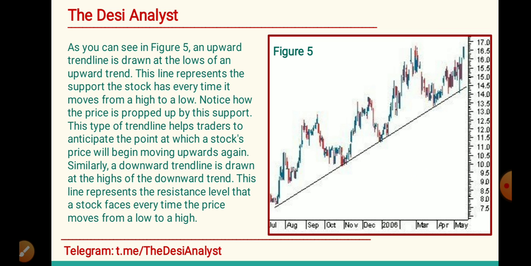As you can see in figure 5, an upward trend line is drawn at the lows of an upward trend. This line represents the support the stock has every time it moves from a high to a low. Notice how the price is propped up by this support. This type of trend line helps traders to anticipate the point at which a stock price will begin moving upward again. Similarly, a downward trend line is drawn at the highs of the downward trend. This line represents the resistance level that a stock faces every time the price moves from a low to a high.